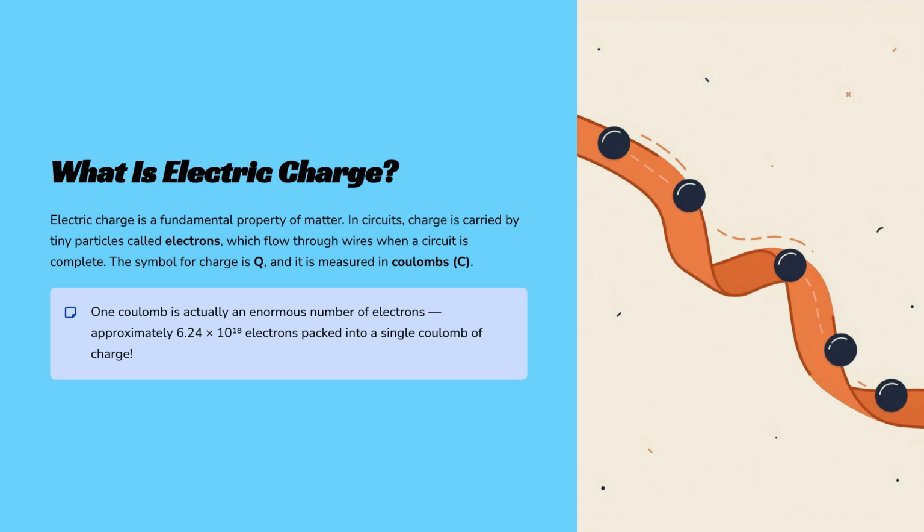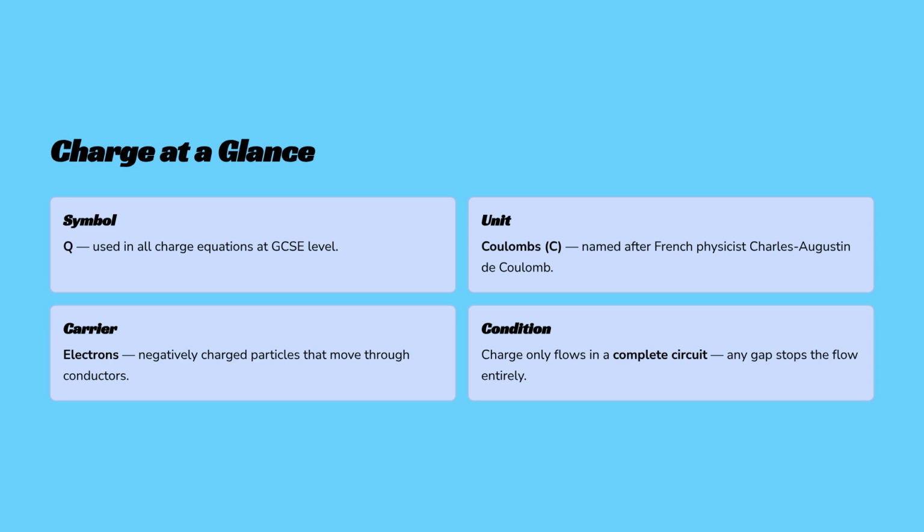First, what is electric charge? It is a fundamental property of matter carried by electrons in a circuit. It is symbolized by the letter Q and measured in coulombs, abbreviated as C. Here is a quick summary for your revision. The symbol for charge is Q, measured in coulombs. Charge is carried by electrons and only flows when you have a complete circuit.